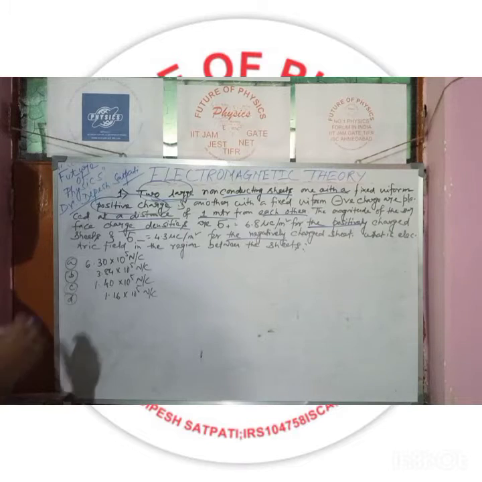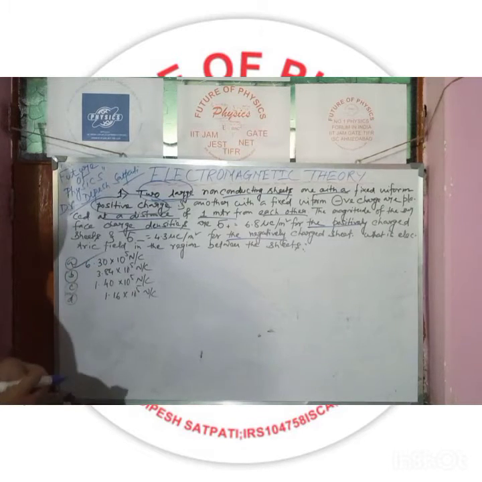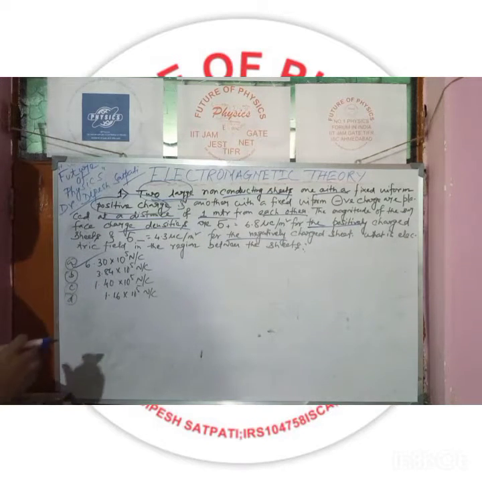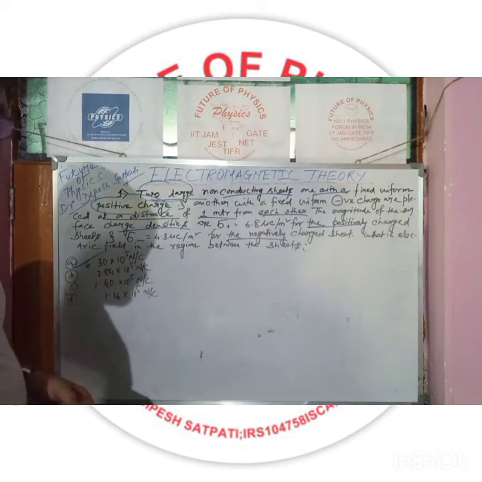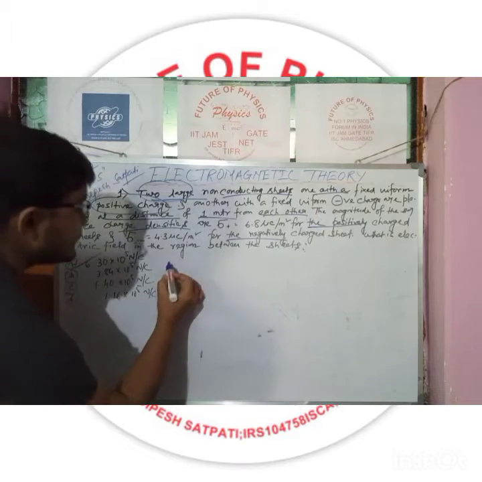Option A, 6.30 into 10 to the power 5 Newton per coulomb. Option B, 3.84 into 10 to the power 5 Newton per coulomb. Option C, 1.40 into 10 to the power 5 Newton per coulomb. Option D, 1.16 into 10 to the power 5 Newton per coulomb. Now, solution.